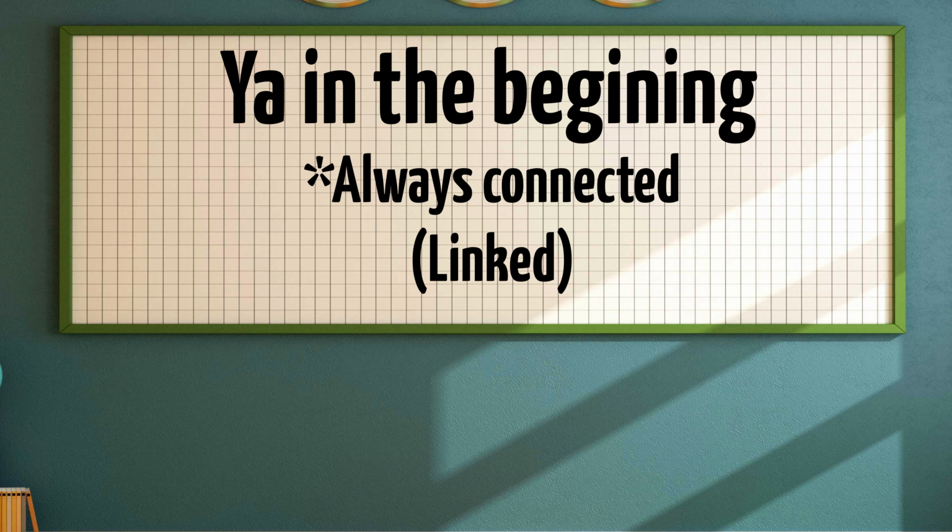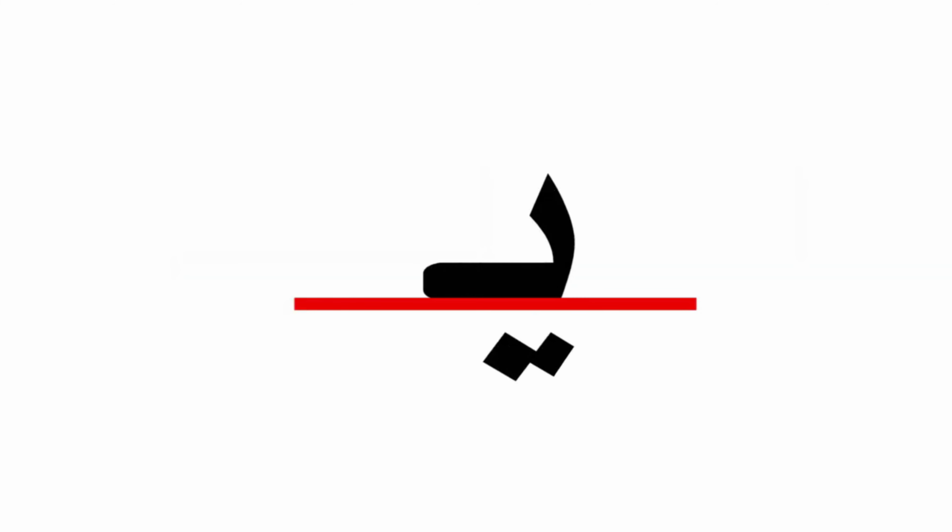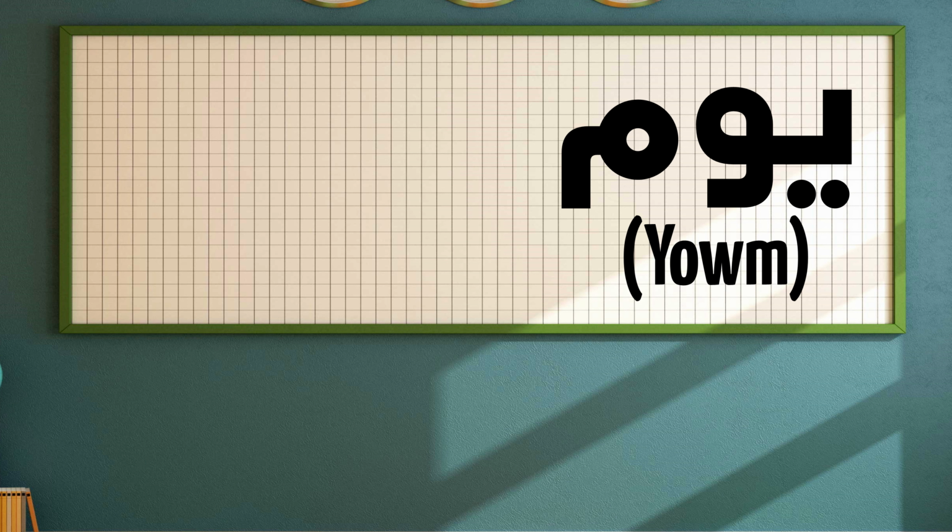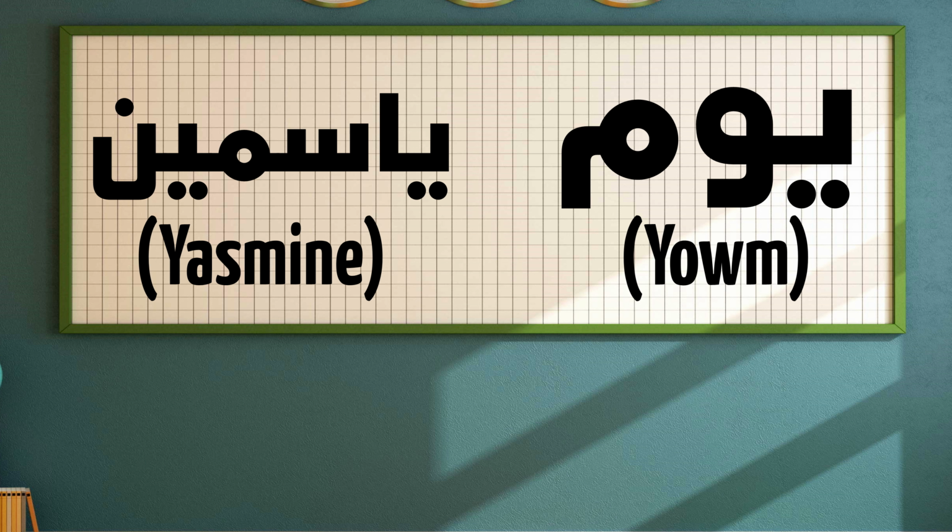Alright, let's start off to see how the letter Yeh looks when it is written in the beginning. In the beginning, Yeh is always connected to the letter after it, and the way you write it in its connected form in the beginning is different. To write it, simply draw a vertical line, then connect it with a horizontal line, then eventually add two dots below. Let's take two examples to make that clear. You see the word Yom, which means day in Arabic, and the second one called Yasmin, which obviously means jasmine in Arabic. In those two words, you can clearly notice that there is a Yeh in the beginning and it is connected to the letter after it.